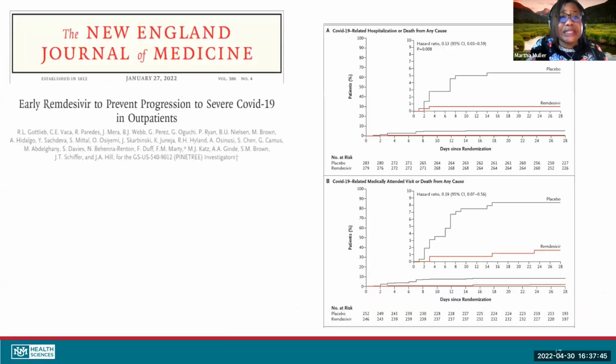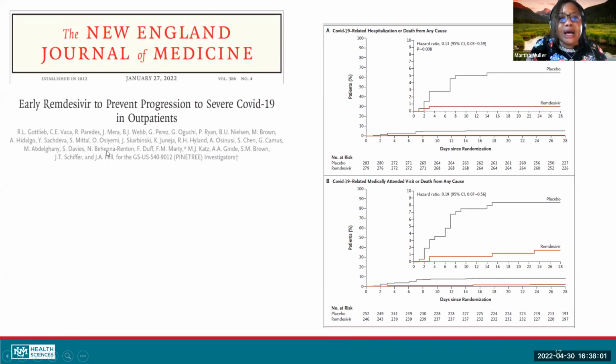And more recently, we have had a study that was published in the New England Journal in January of 2020 looking at early remdesivir to prevent progression to severe COVID-19 in outpatients.